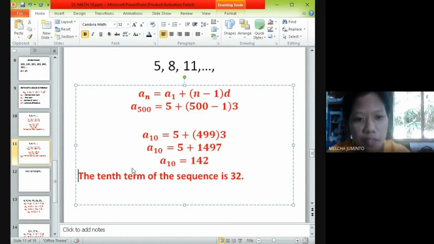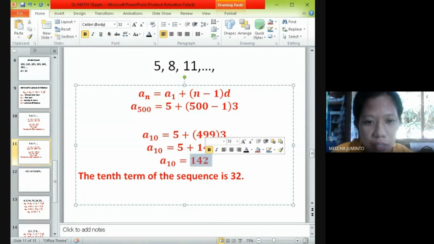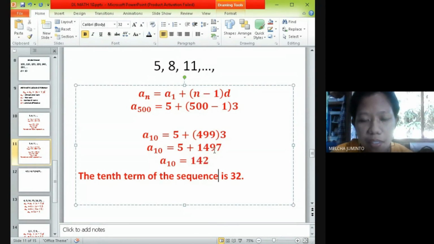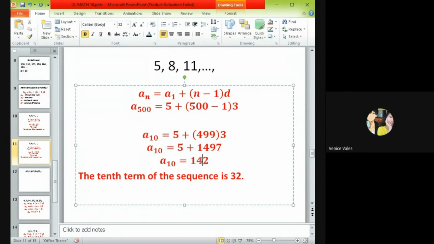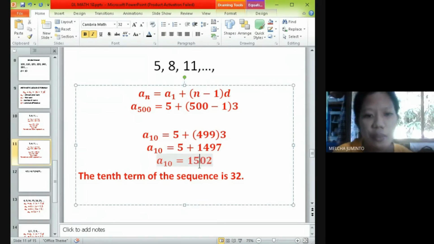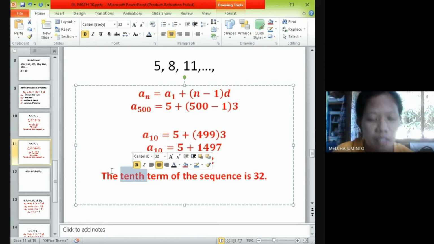Naglalag ba yung slide? Hindi naman po. Okay, so we have now to just simply add. Ito, mahina kasi ang net.